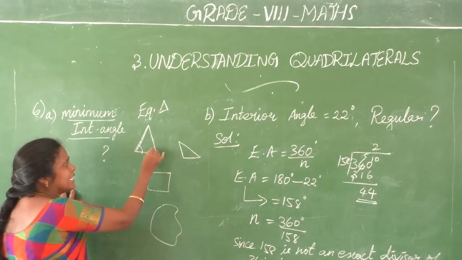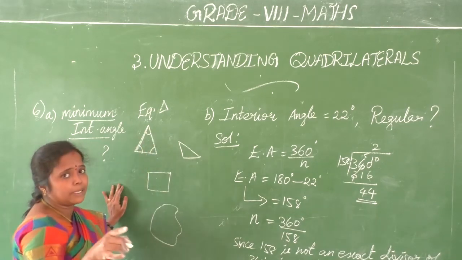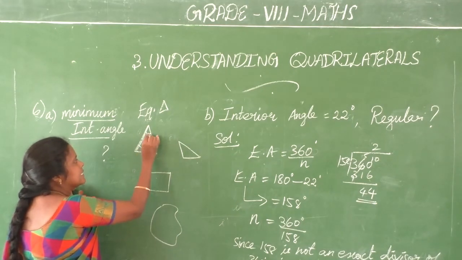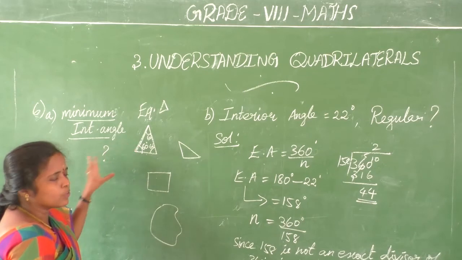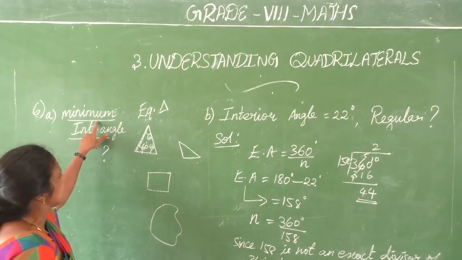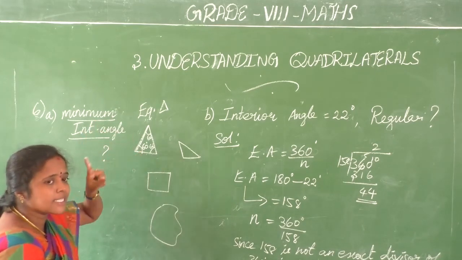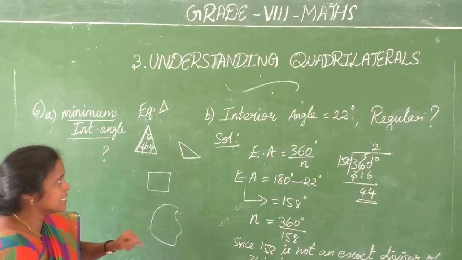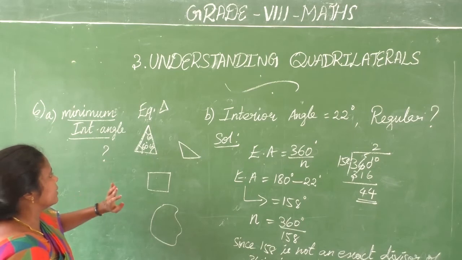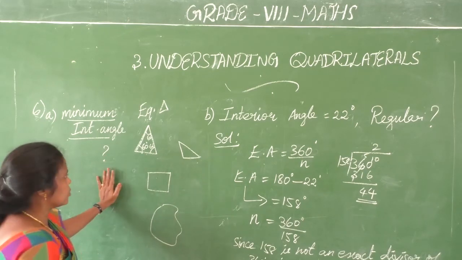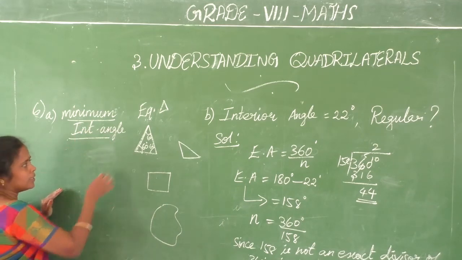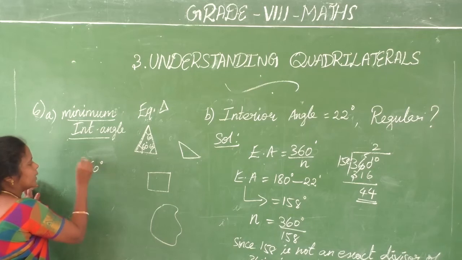For this, what is the interior angle? Based on the angle sum property, we taught each interior angle is 60 degree, 60 degree, 60 degree. So from this we can observe that for a regular polygon having the least number of sides, the figure is an equilateral triangle. That interior angle is the minimum interior angle for a regular polygon. So we can decide the minimum interior angle of any regular polygon is 60 degree only.